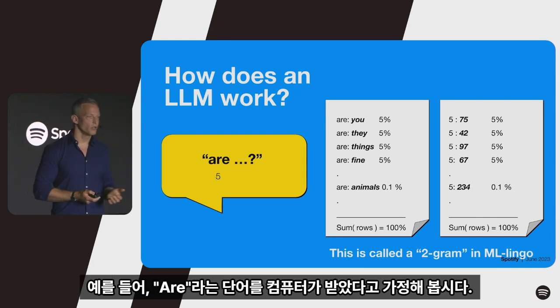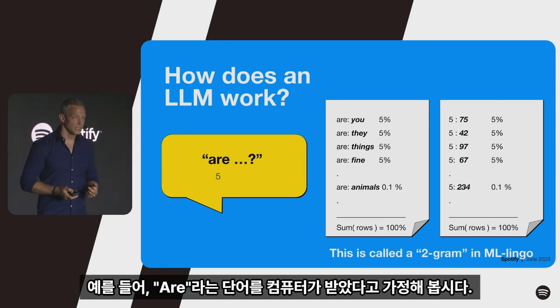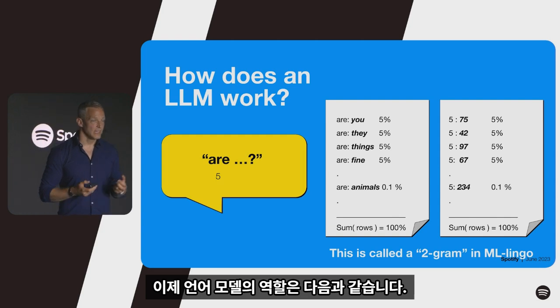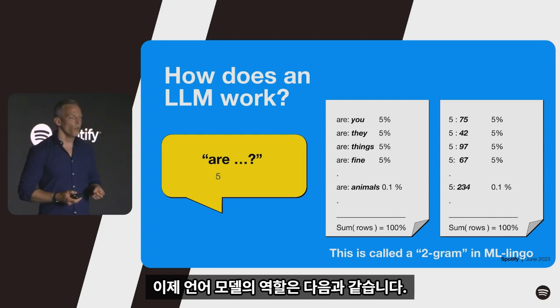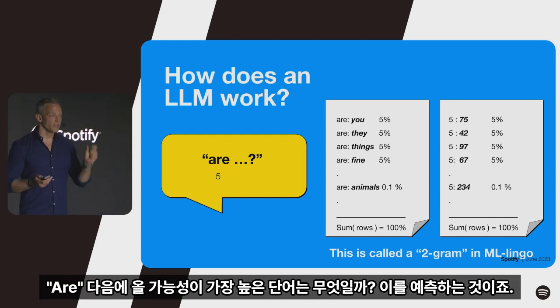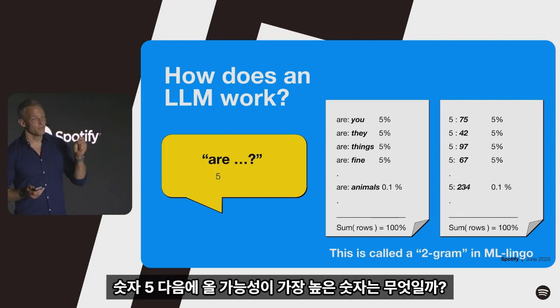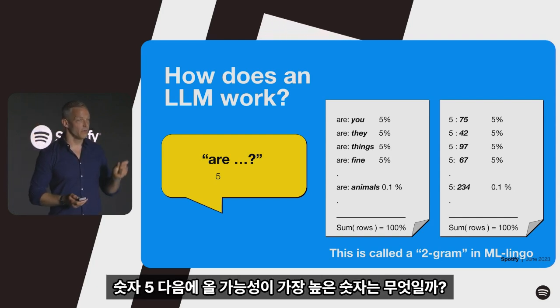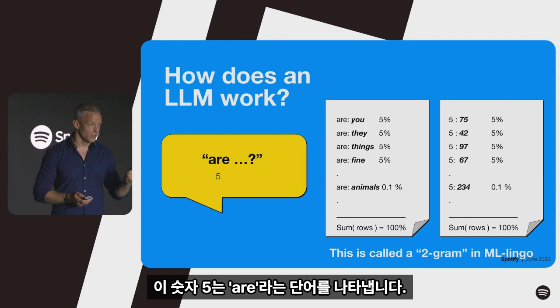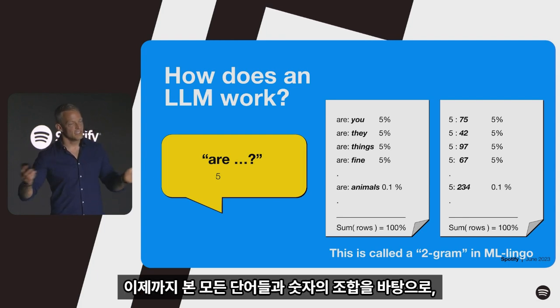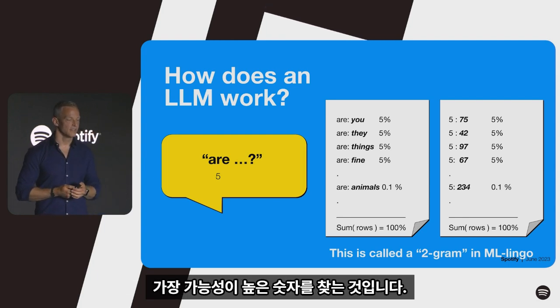So let's say we get the word are. To a computer, that means you get the number 5. And now the job of the language model is to say, what is the most likely next word after the word are? Or more correctly, what is the most likely next number after the number 5, which represents the word are, according to all the sequences of numbers I've seen on the internet.